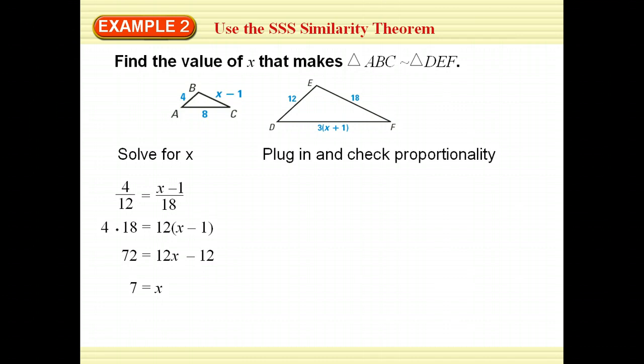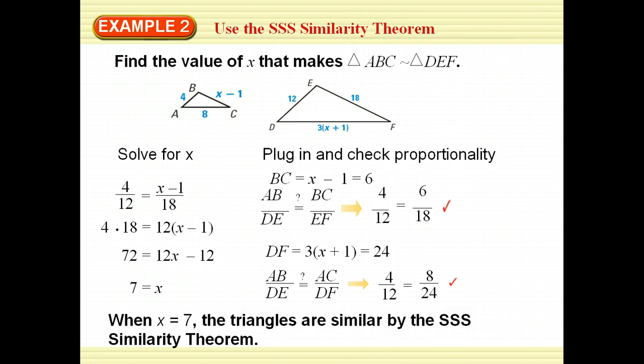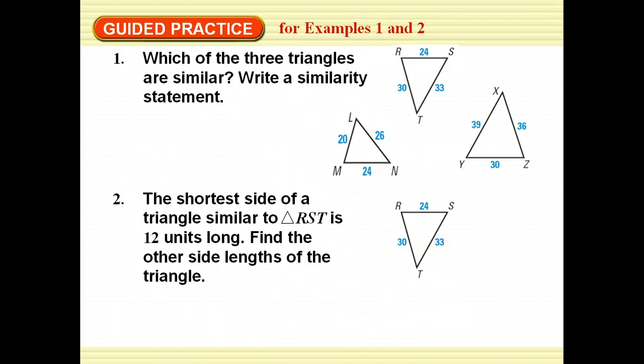Now, if I want to make sure that that's going to make them proportional, I'll plug in, find out that BC is 6, and check proportionality there, and it is. But I also need to plug in into that 3 times X plus 1, which is 24, and plug those numbers in, and I get that they are also proportional. So when X is 7, the triangles are similar by side-side-side similarity.